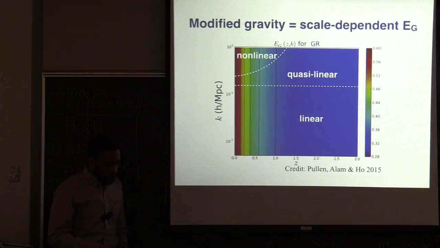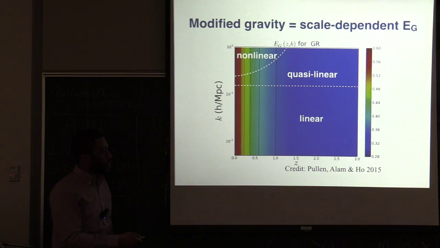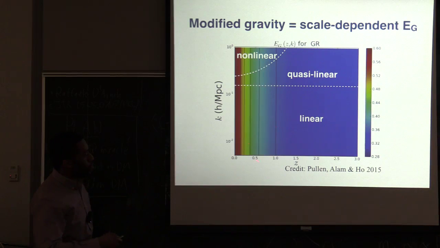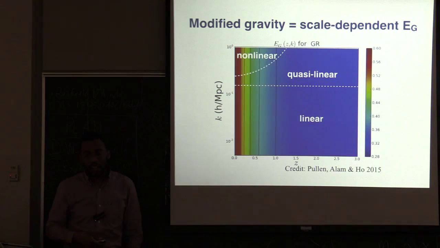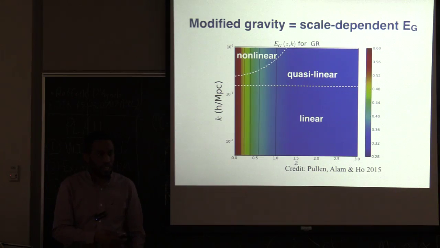So the previous formalism that we showed for modified gravity, as far as predictions for Eg, is work that we've done in our initial paper with my collaborators. And here are some plots that we produced for how Eg varies with redshift and scale. So down here live the large scales, which behave linearly. Here are smaller scales, which grow non-linearly. And in between, we call these quasi-linear scales.